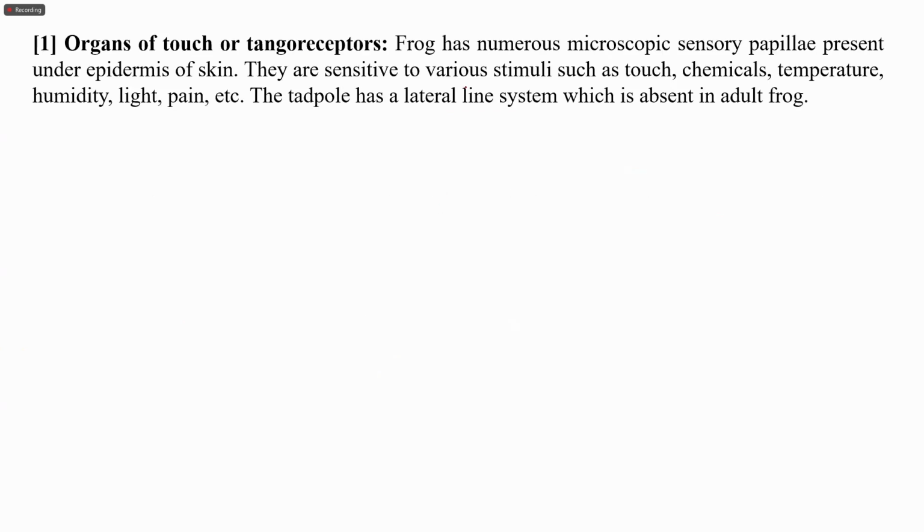The organ of touch is known as the tango receptor. Tango means related to touch. Frog has numerous microscopic sensory papillae which are present in the skin. This is important. Tango receptors or touch receptors are present under the epidermis of the skin and they are sensitive to various stimuli such as touch, chemical, temperature, humidity, light, pain, etc.